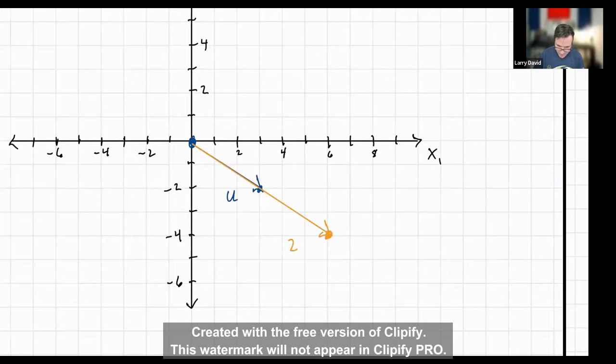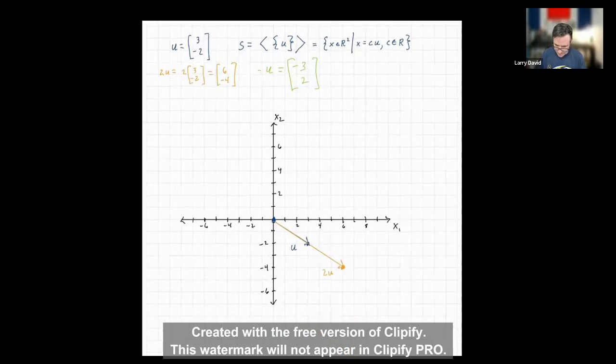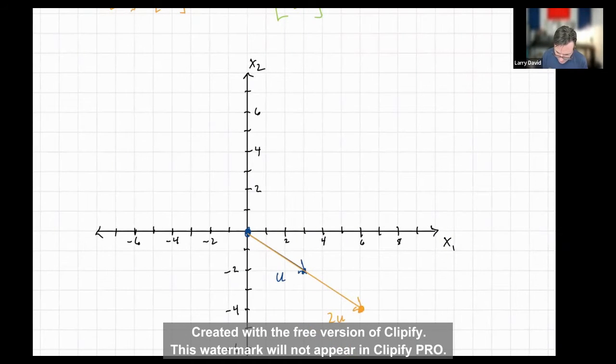Okay. We can use negative numbers for c as well. So let's just do minus u. That's easy enough. Minus 3, 2. Now we go in the negative direction for x1 and the positive direction for x2. So we get up there. That's minus u.